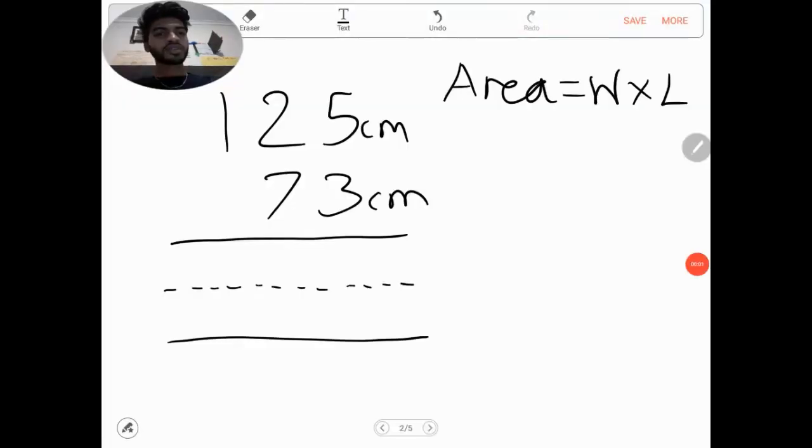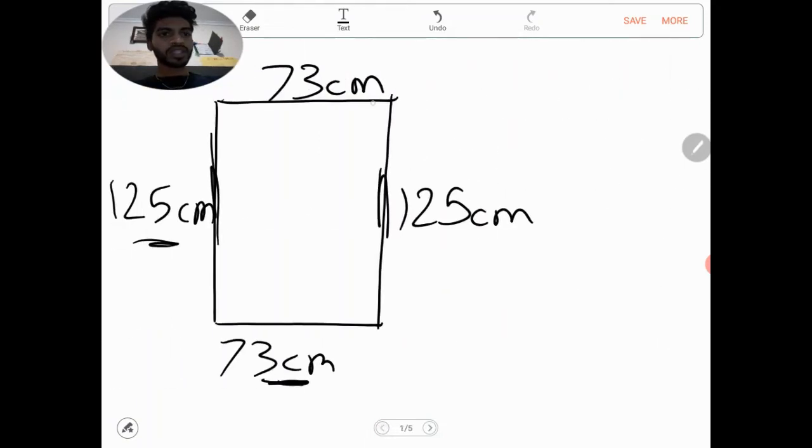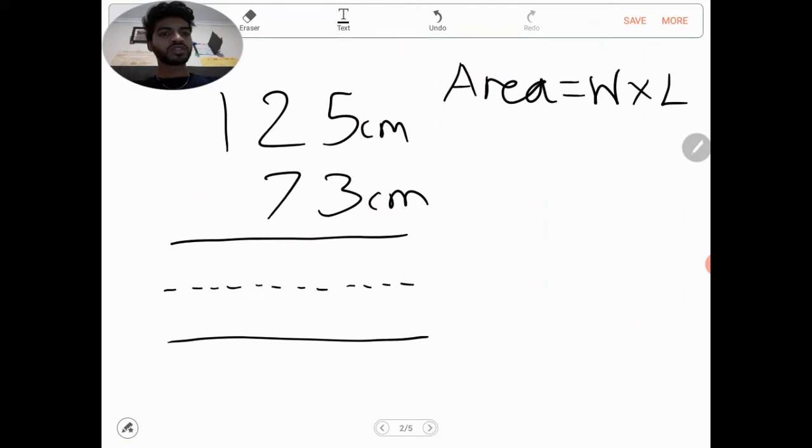Okay, so let's begin with calculating the area. Now over here I've written the formula for calculating the area of a square or a rectangle. So the area is equal to width, represented by the W, times length. Now if we go back to our shape, the width is 73 centimeters and the length, the longest side, is 125 centimeters. So to calculate the area, we do 125 centimeters times 73 centimeters.